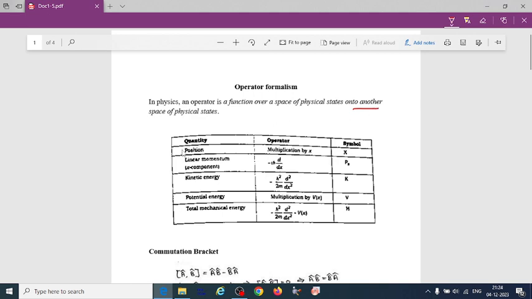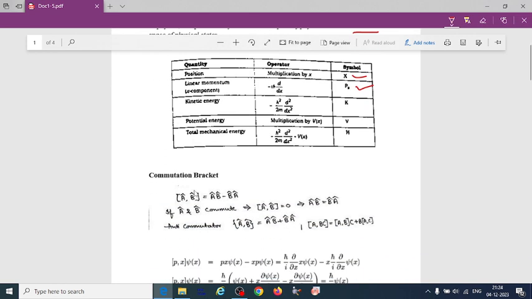So some of the operators for physical quantities have been given here. Position is denoted by x, and linear momentum is the operator minus i h cross dou by dou x, and its symbol is px. So this is in one dimension; like that you can write in 3 dimensions. Kinetic energy is minus h cross square by 2m dou square dou x square. Potential energy, and total energy, that is the sum of kinetic energy plus potential energy. These operators you have to keep in mind.